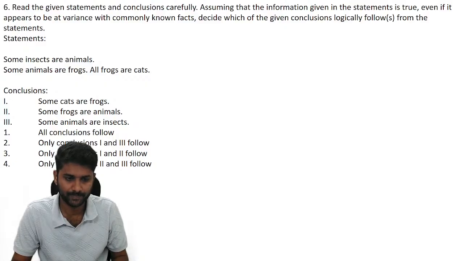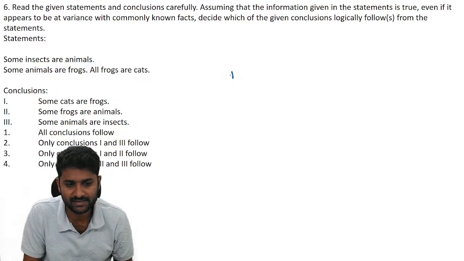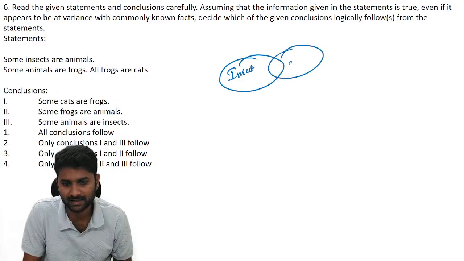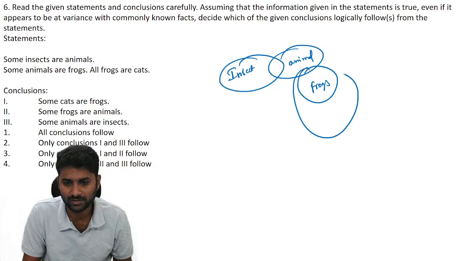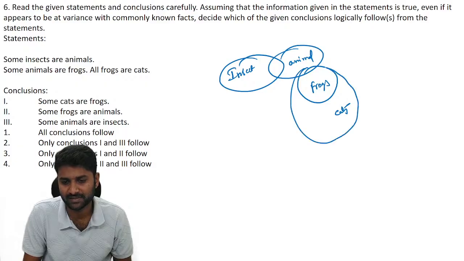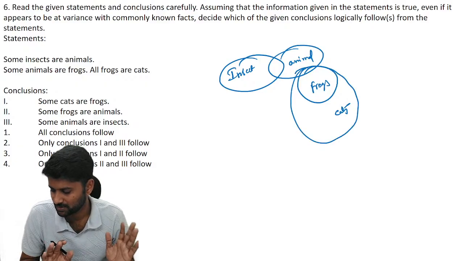Try to solve this question. Some insects are animals. Some animals are frogs. All frogs are cats. Remember guys, if the statement is positive, negative conclusions are always false.